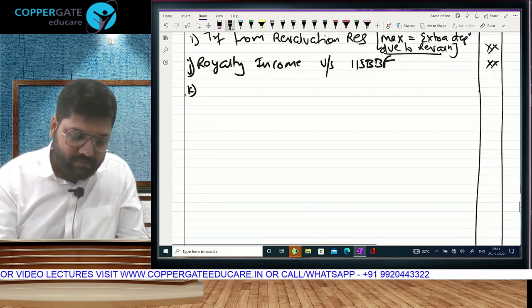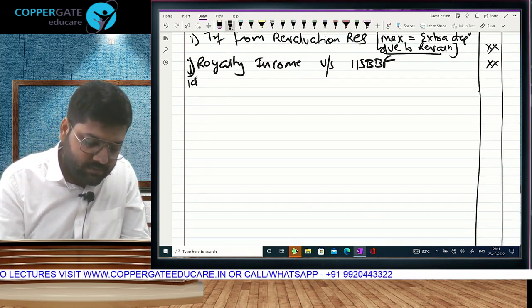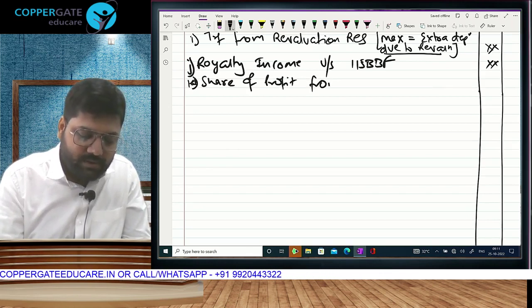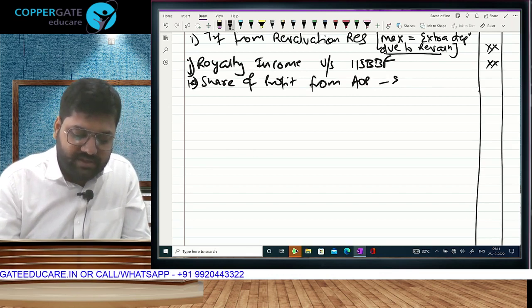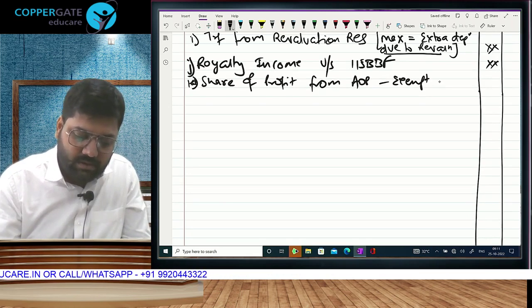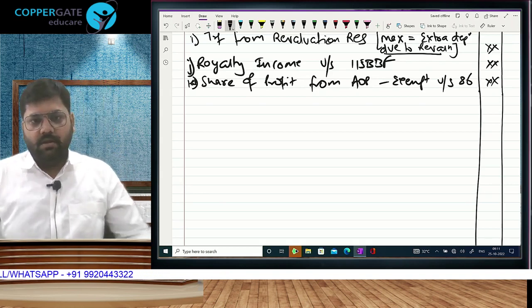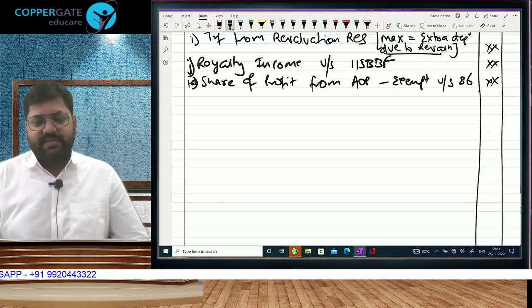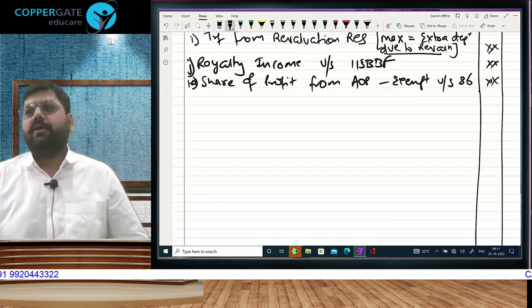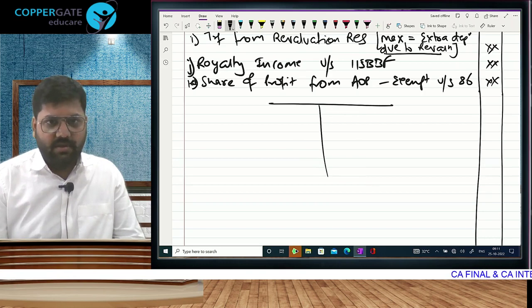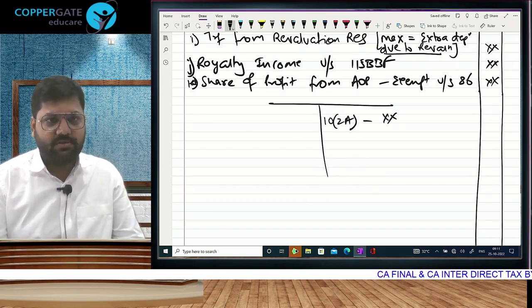Point K, share of profit from AOP, which is exempt under section 86 of the income tax law. Again, a very easy point to understand. This is the profit and loss account. The company is a partner in a firm, so the company will get a share of profit from the firm also.